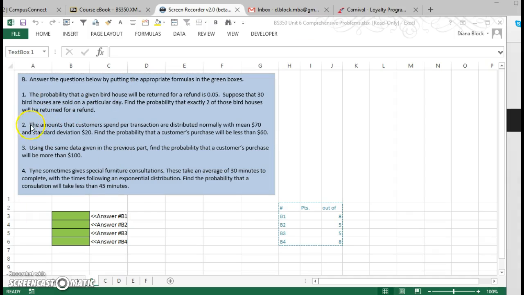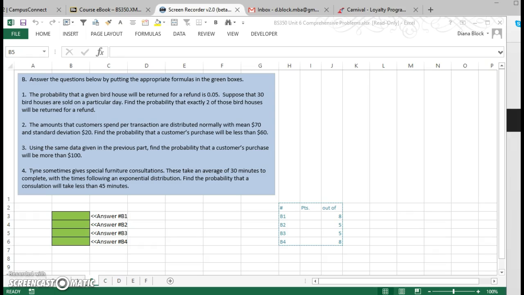Now in problem B, part 2, it tells us that the amounts the customers spend are distributed normally with a mean of 70 and a standard deviation of 20. So this is going to tell us that we're going to use the normal distribution function. We're going to use the NORM.DIST function in Excel, and that's going to solve part B2 for you. And the same thing on B3. We've been given some information about the previous problem where we're still talking about the normal distribution with a mean of 70 and a standard deviation of 20. So part 3 is a continuation of part 2, and we're still going to use the normal distribution function in Excel.